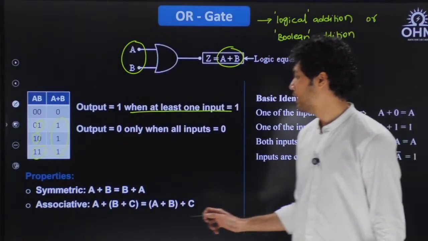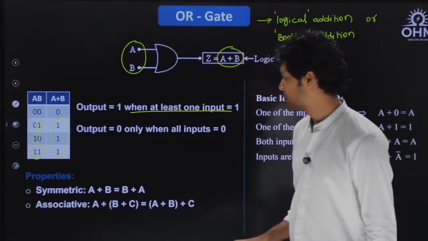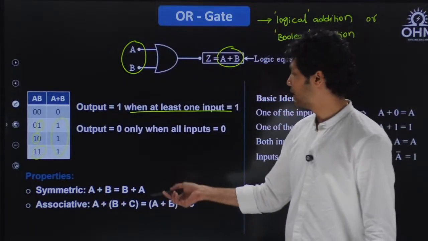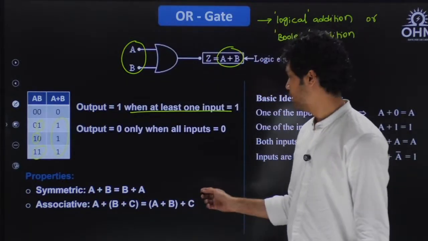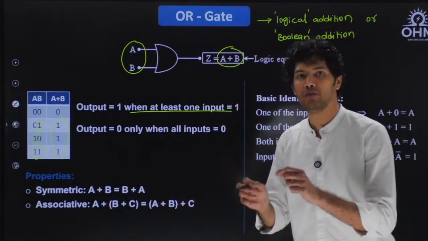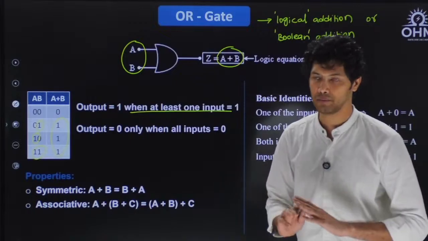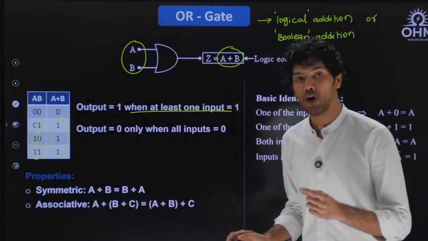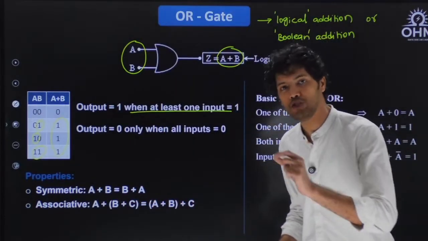In the sense that A plus B is also equal to B plus A, and associative property says that A plus (B plus C) is also equal to (A plus B) plus C. So here the order of variables for a particular logic gate is irrelevant. In the second case, the order of operation is irrelevant.